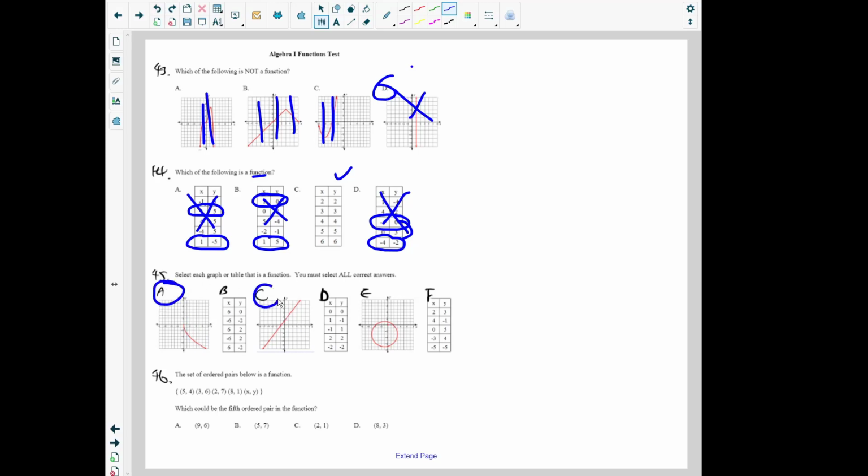C is fine. This checks out. It again passes the vertical line test. E fails the vertical line test. You can see when I draw a vertical line, it's going to hit two things, so I'm going to turn that one off.